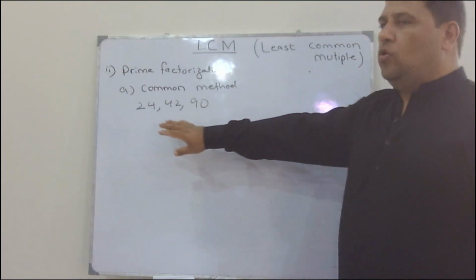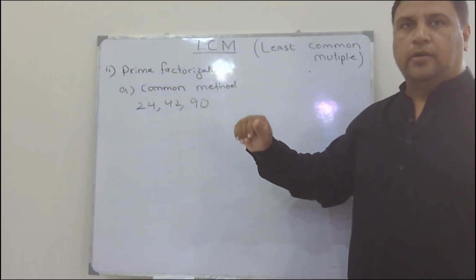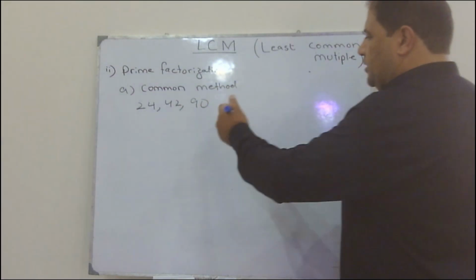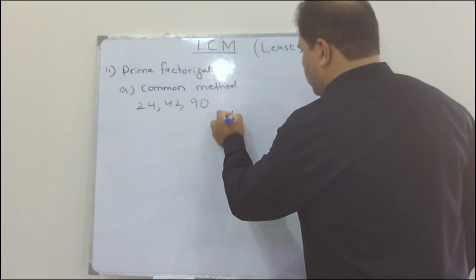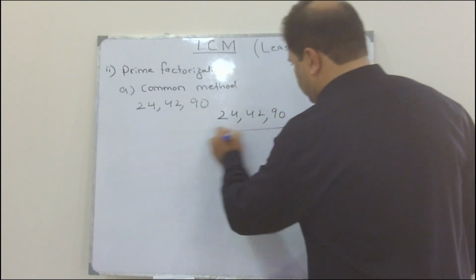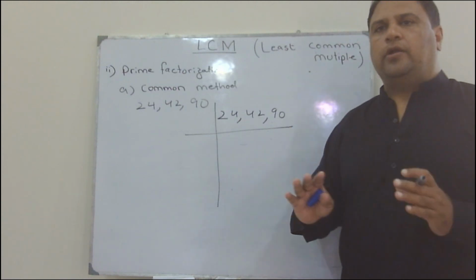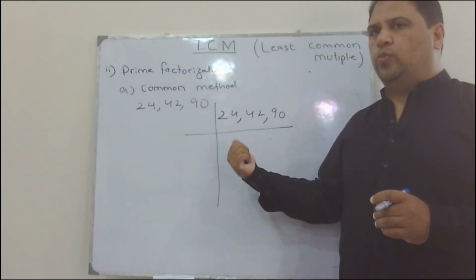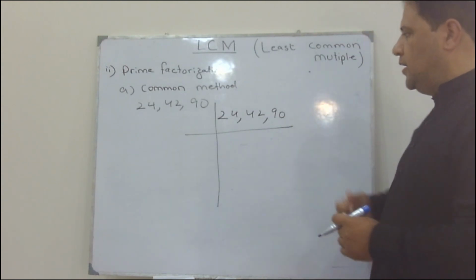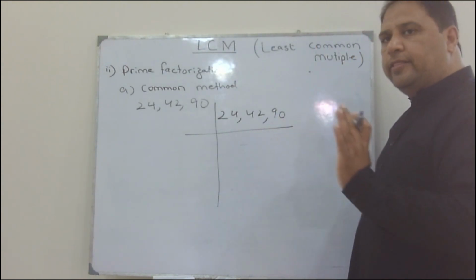Okay, now with the same values we will discuss the combined method. You will see that in both cases we will get the same answer. In the combined method we write all the numbers together, as we used to do in HCF as well. Now it was important in HCF that all the numbers should be divided by the same number, otherwise you cannot find the HCF. But in LCM, even if only one number out of these three is divisible, that is okay.